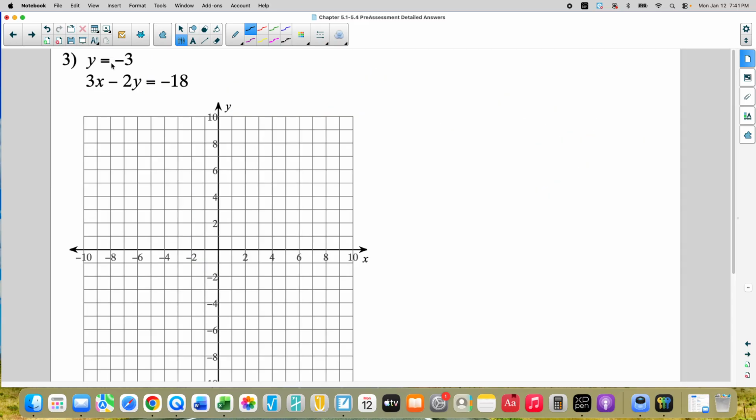Now look at this. This is a little bit tricky. So what's weird about this equation is that there's only one variable. So we know one variable is either going to be horizontal or vertical. And we know when there's one variable, it goes through the y-axis at -3. So I'm going to make a line.